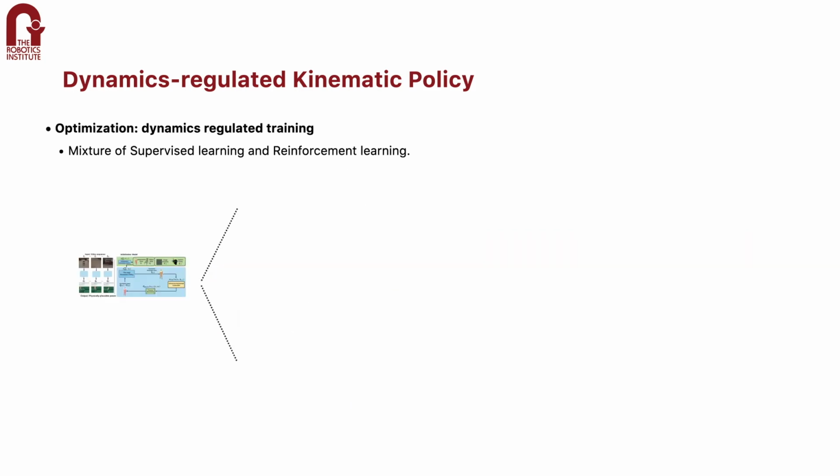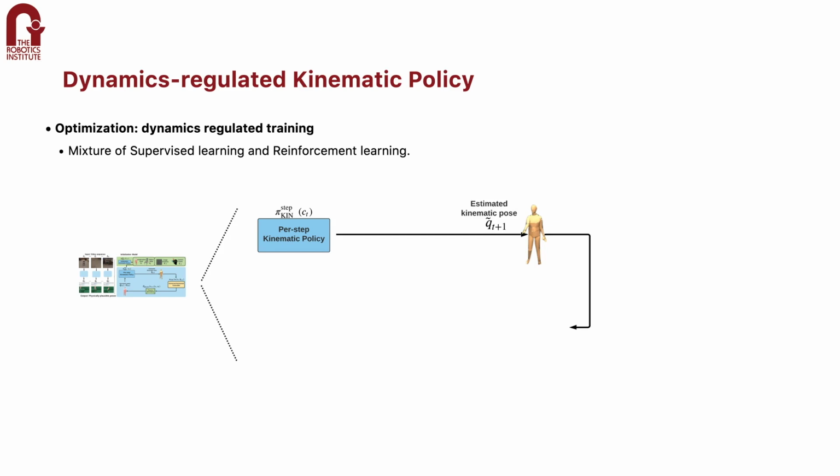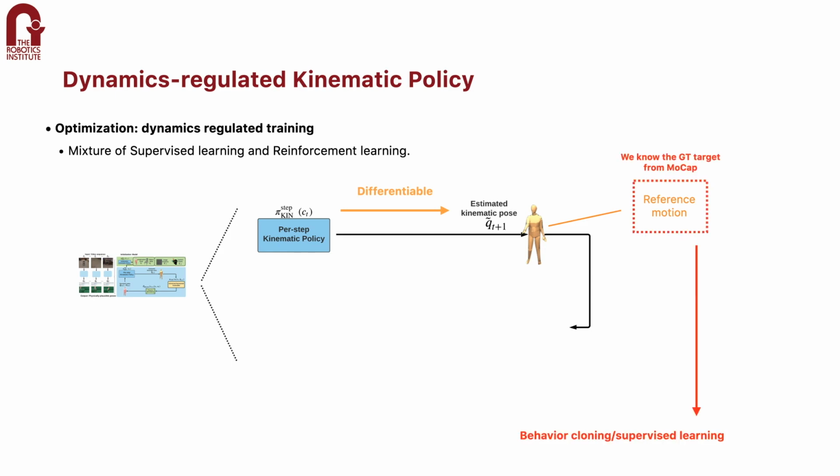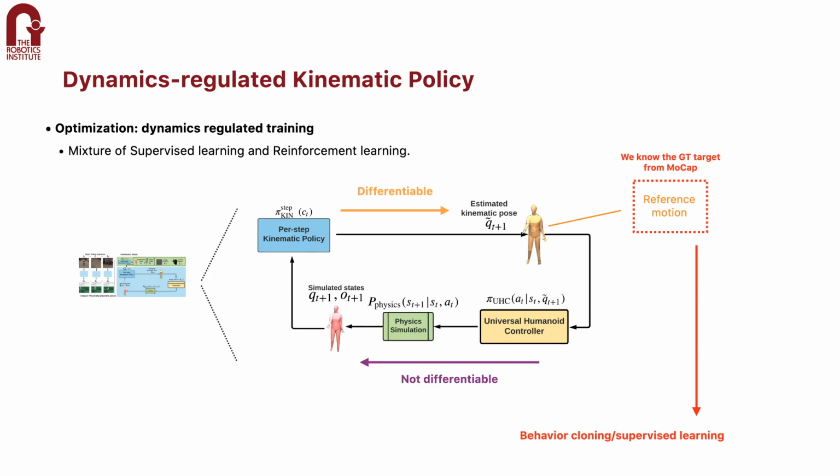And to optimize this model, we leverage our novel formulation. Basically, by using this universal humanoid controller, our kinematic policy only outputs kinematic pose, and we can directly optimize this output based on the reference motion from the mocap studio. Before passing through the physics simulation, all the calculation is differentiable, so we can optimize our policy through supervised learning, similar to the Dagger algorithm or behavior cloning. After the physics simulation, it becomes non-differentiable, but we can still optimize the output through reinforcement learning and reward maximization.